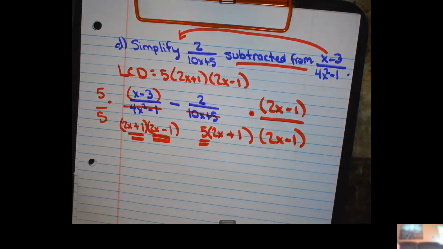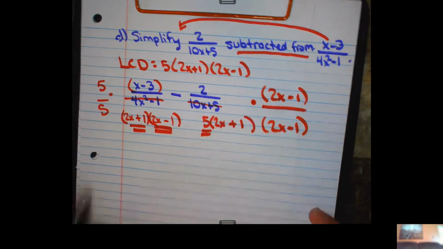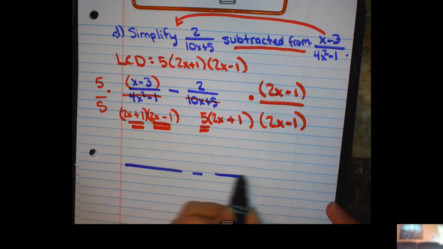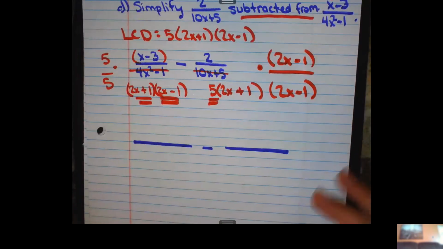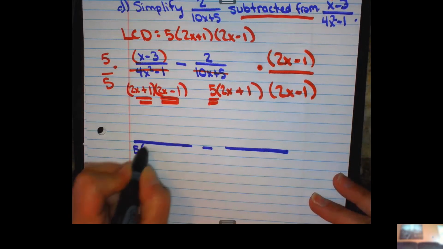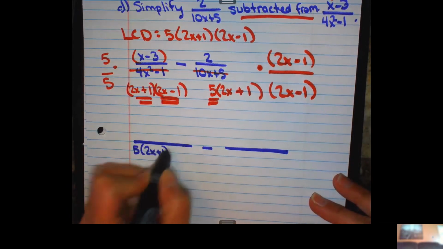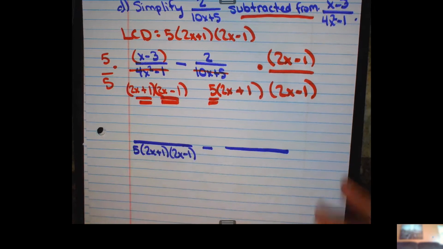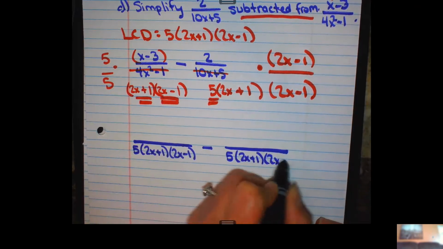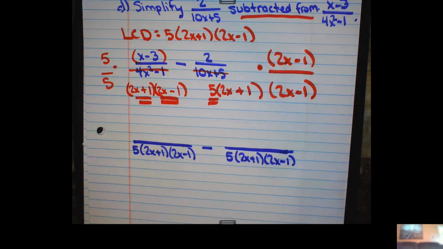Now we're ready to try and rewrite our fraction. So we're going to have 2 new fractions, leave some space. And again, we're subtracting. My denominator is going to be my LCD, so I'm going to bring this down twice. So we have 5 times 2x plus 1 times 2x minus 1. I'm going to write the same thing on the other fraction. I'll give you a second to do that. Make sure your fraction bar is long enough.